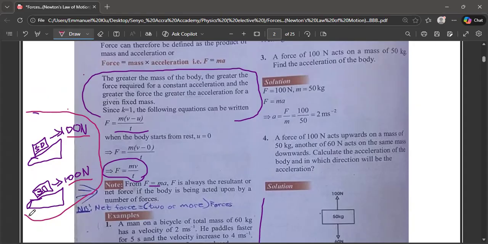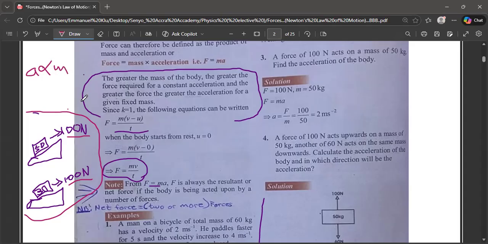If they are acted upon by the same force, you just tell them that it is because acceleration is inversely proportional to mass. Acceleration is inversely proportional to mass.